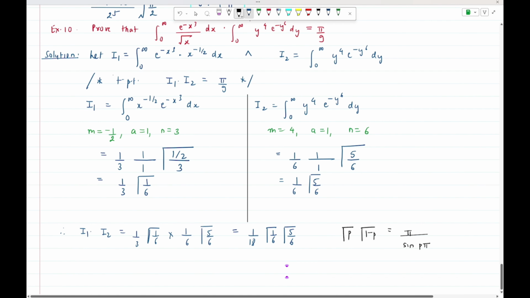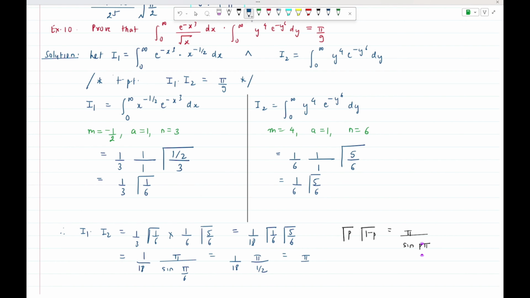So in this case, you can see that we have the two arguments as 1 over 6 and 5 over 6. If you take their sum, it is going to be 6 over 6, which is 1. So we take help of this property, and by that property we get 1 over 18. Now p, either you could take 1 over 6 or 5 by 6, it is not going to alter your answer. So this is going to be pi divided by sine of p pi, so that's going to be pi over 6. And we know that sine of pi over 6 is half, so this is going to be pi divided by 1 over 2, which reduces to pi over 9. And that's all we wanted to do.